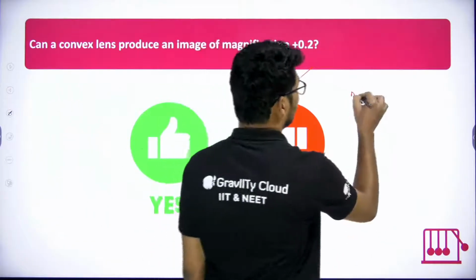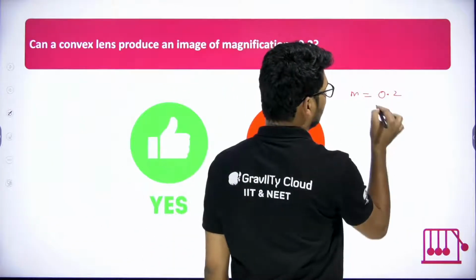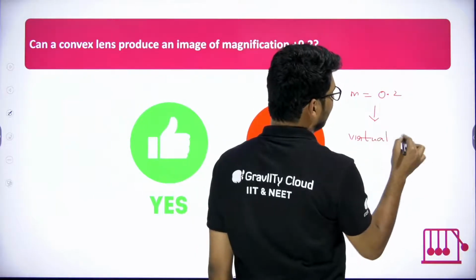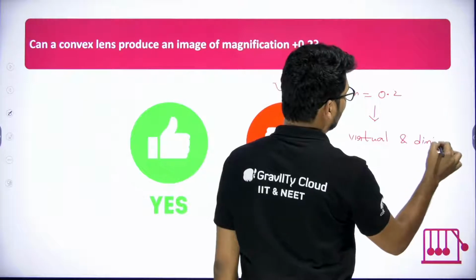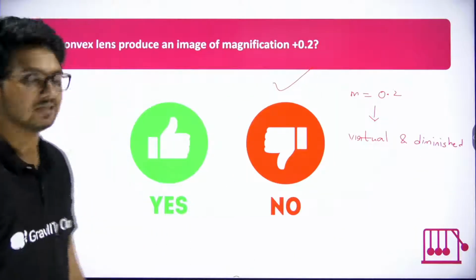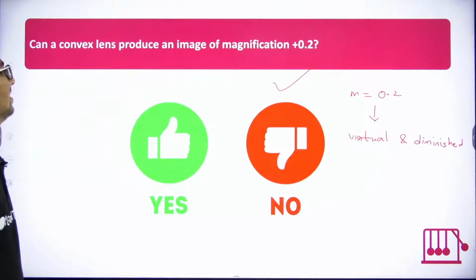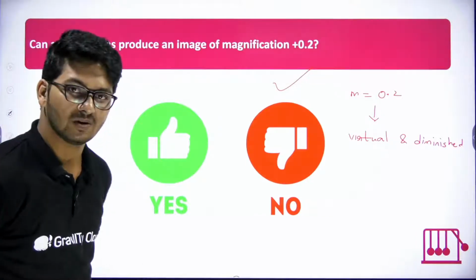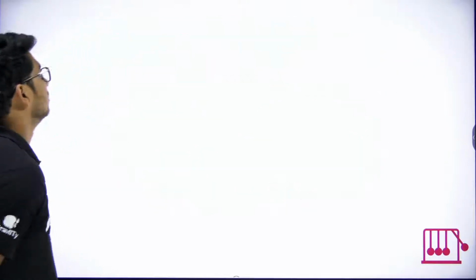Let me write it down here. M equal to 0.2 will mean virtual and diminished, which is not possible using a convex lens. Using a concave lens, yes, it is possible. Using a convex lens, it is not possible. Okay, good. Next.